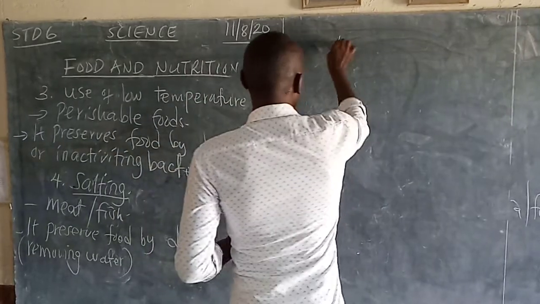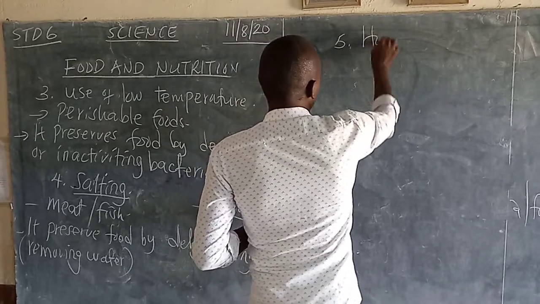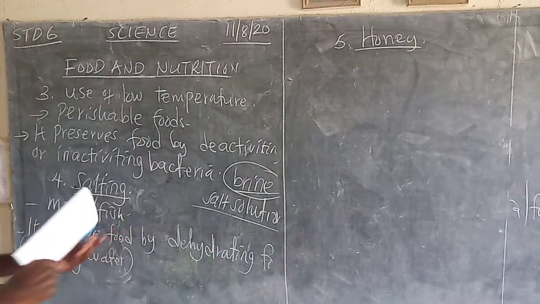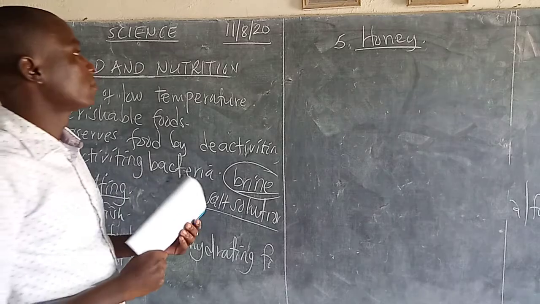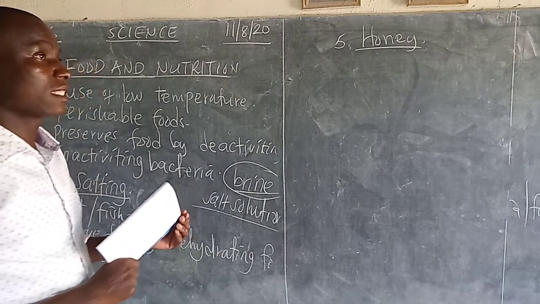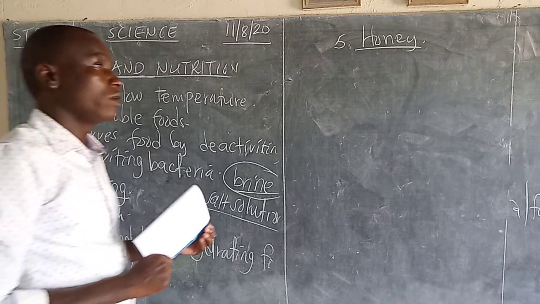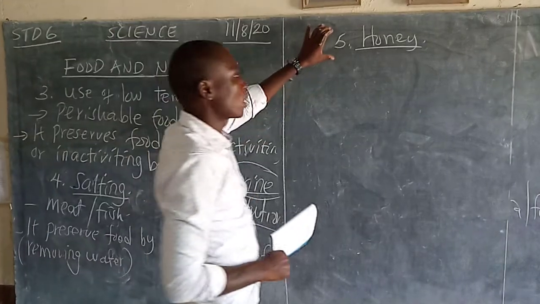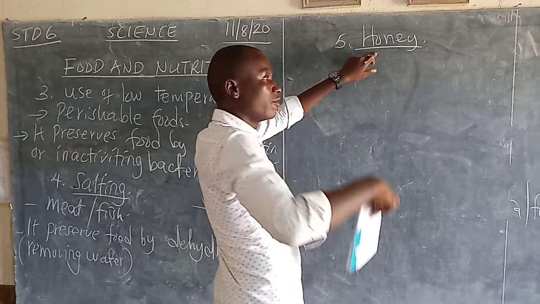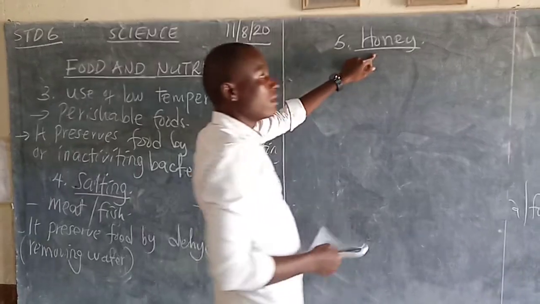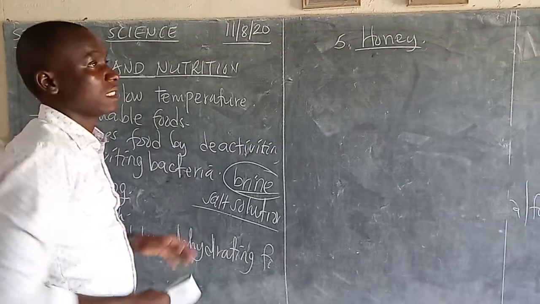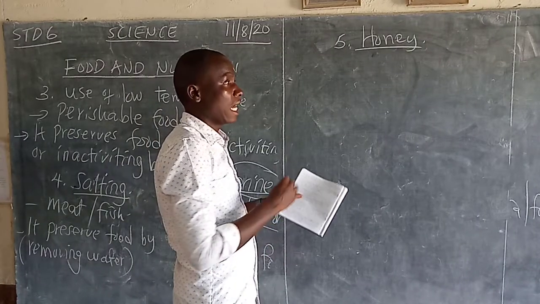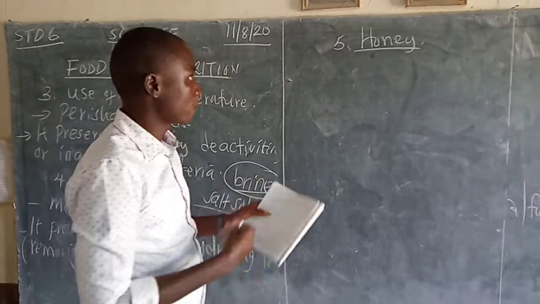Next, after talking about salting, we have the use of honey. We all know what honey is: a product given by bees. How does it preserve food, and how do we use it to preserve food? It's so simple. You take a glass or a container containing honey and you dip your food in that container. You take the food you want to preserve and you just dip it in a container containing honey. Or you take honey and you spread it, you smear it on the food that you want to preserve.